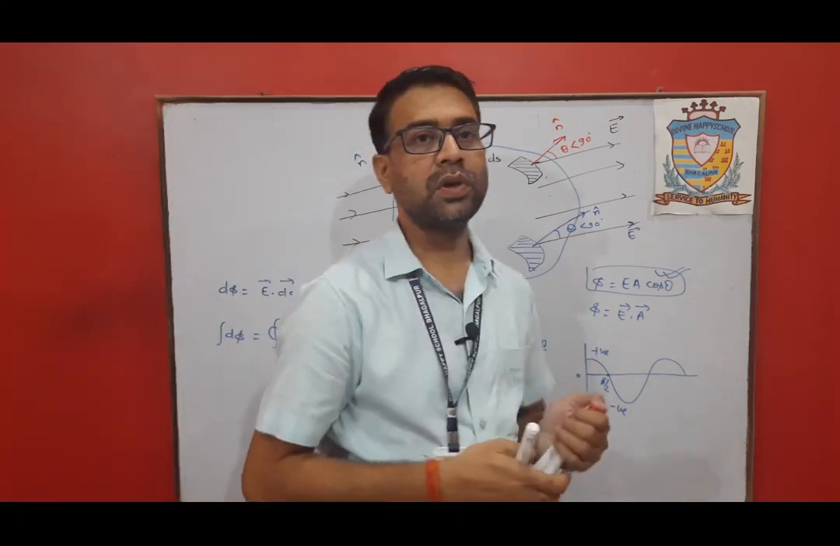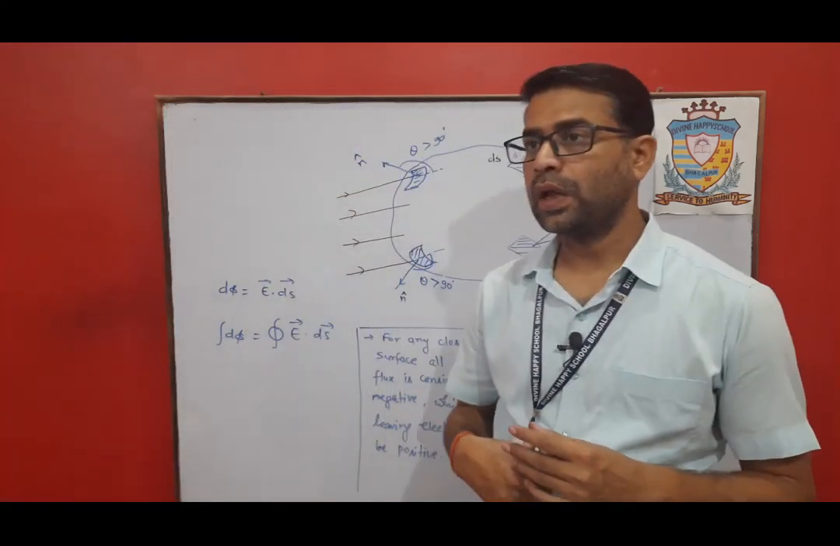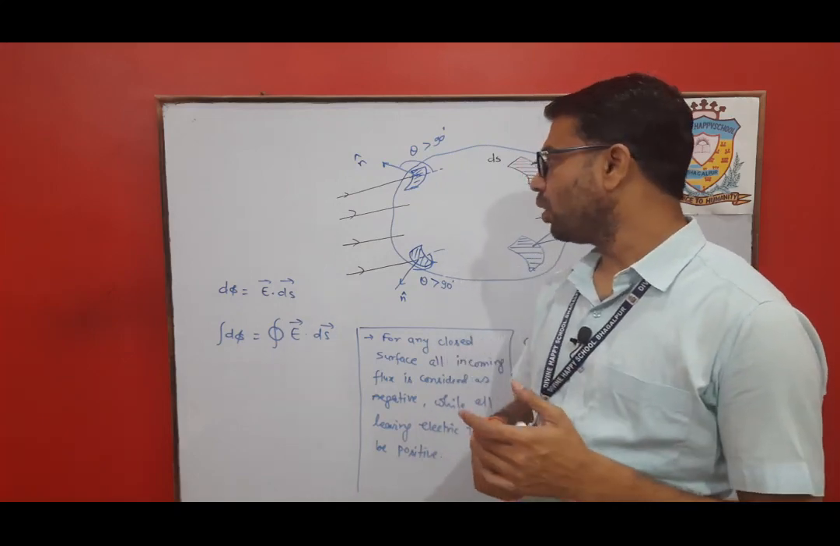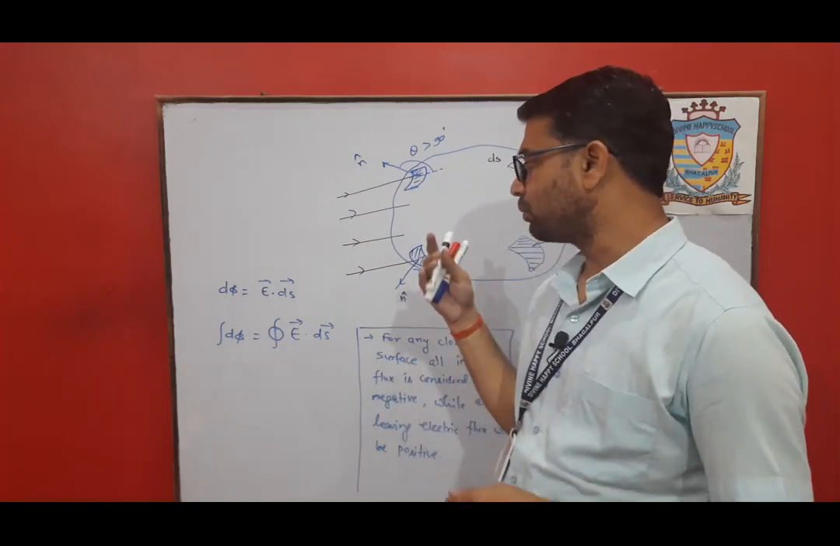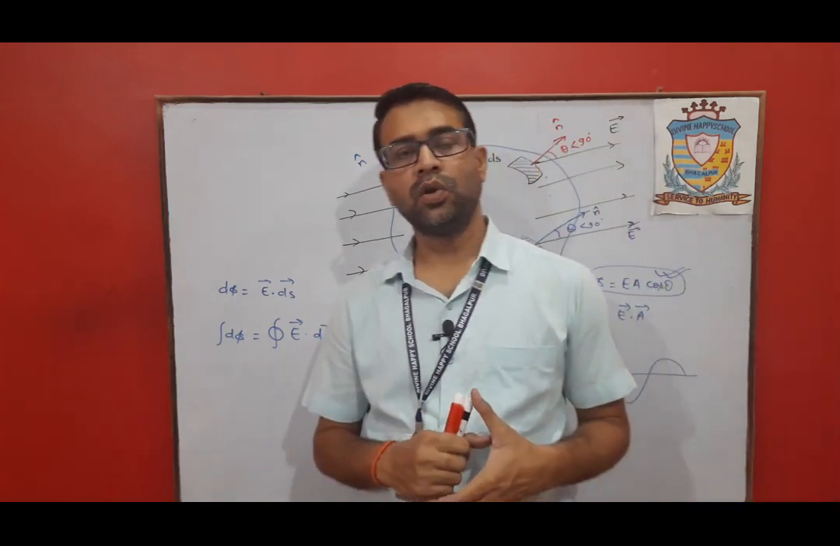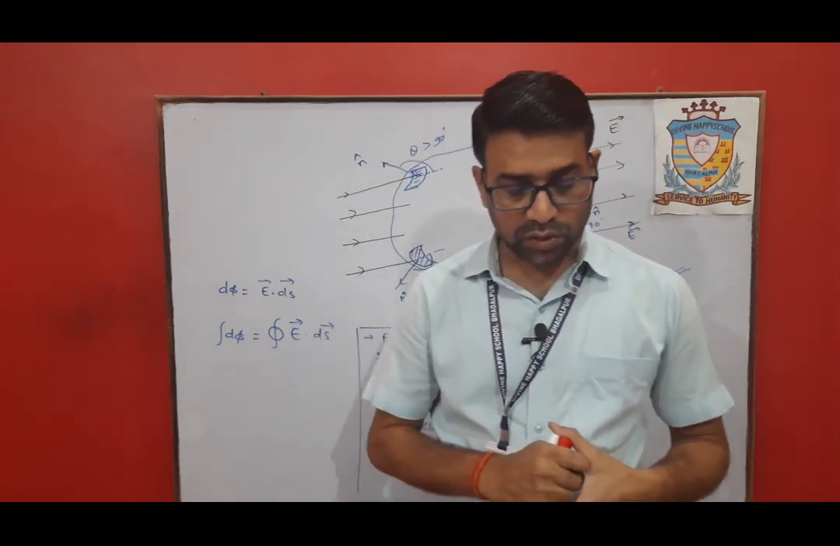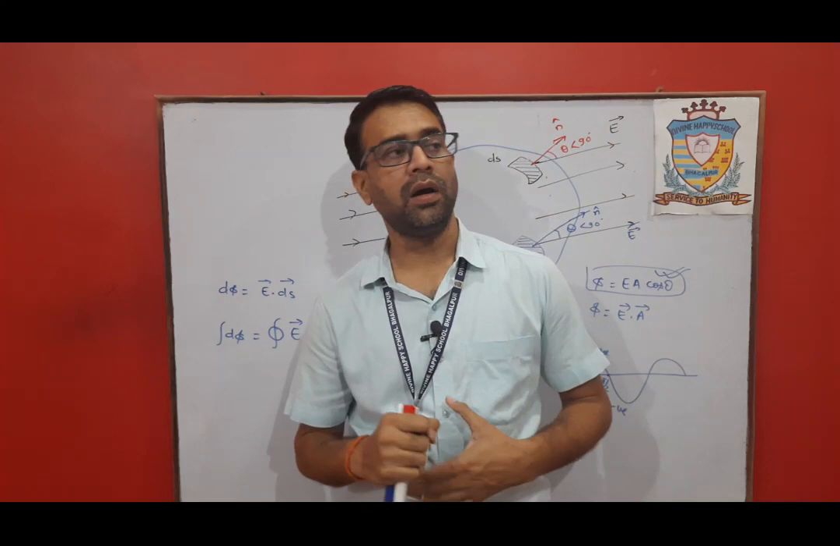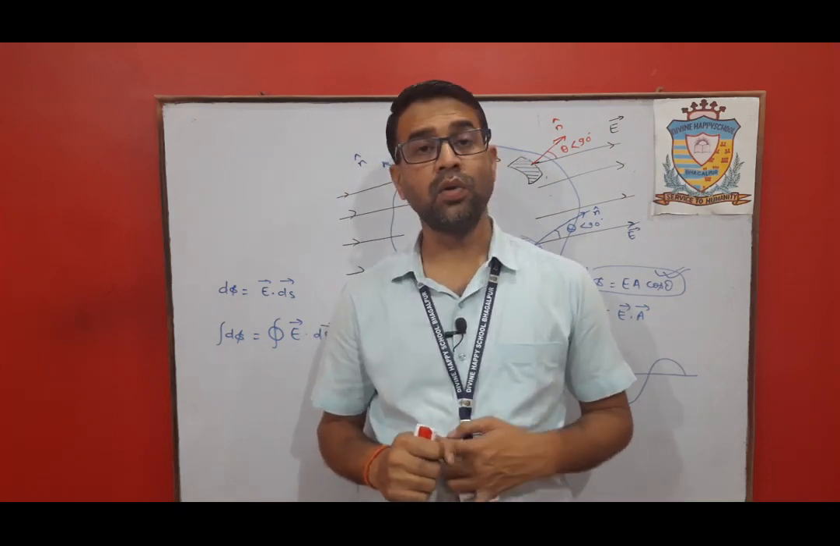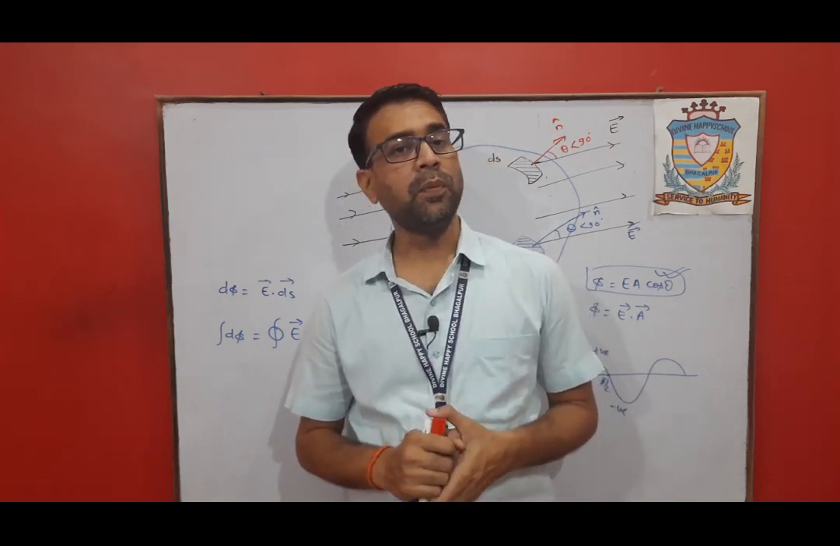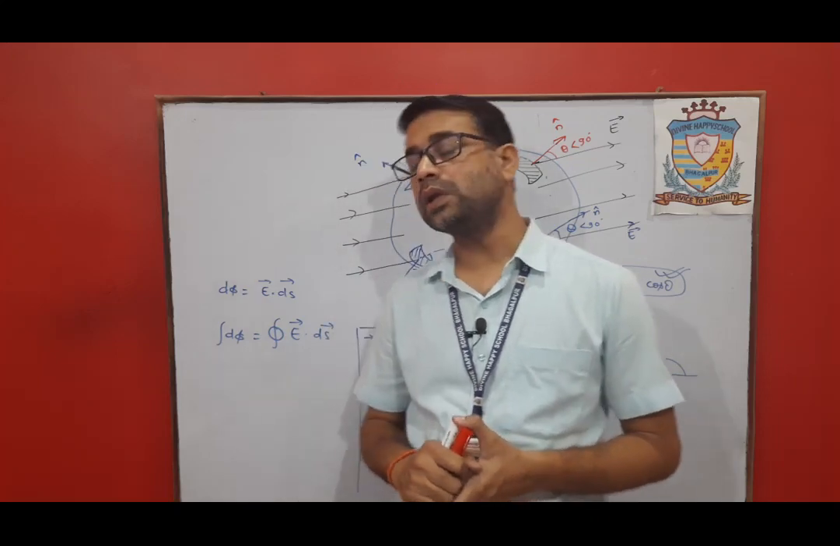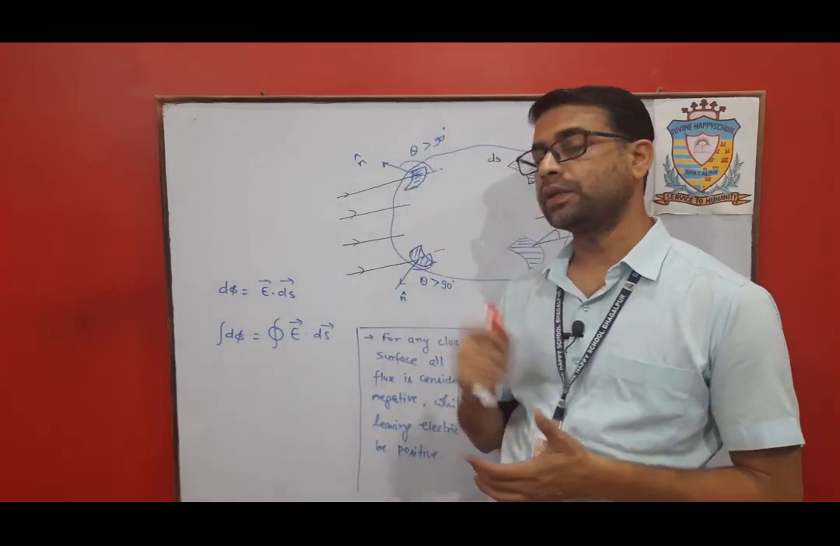In the next class we will start with Gauss law. So what is Gauss law? In Gauss law we will use the concept of area vector and electric flux. Gauss law states that the total flux for any closed surface is 1 upon epsilon naught times the total charge enclosed by the surface.